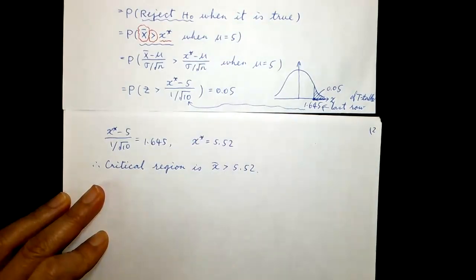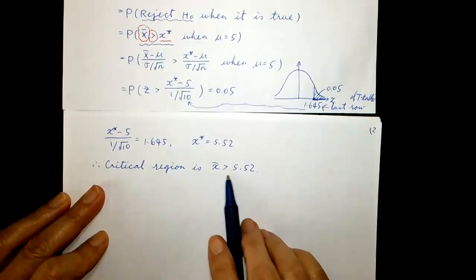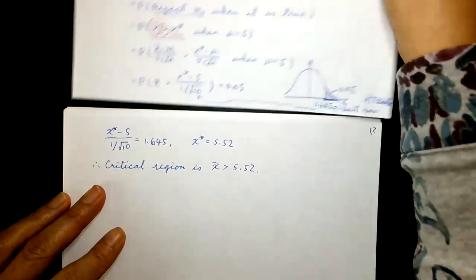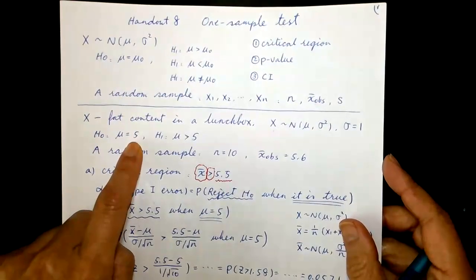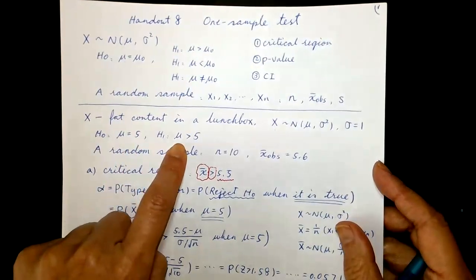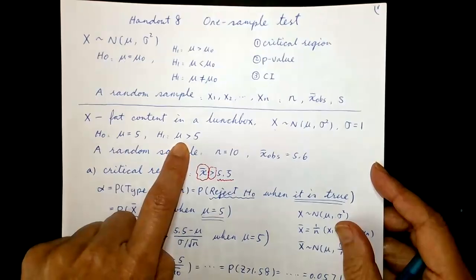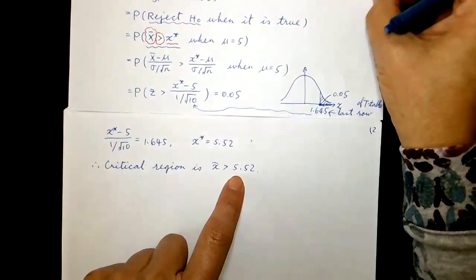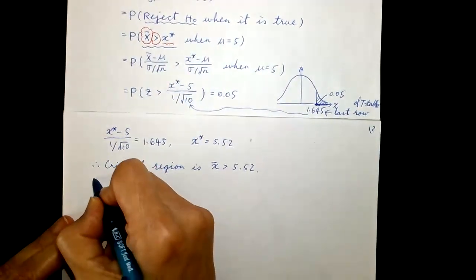So if your sample mean, what is the sample mean? The average fat content in your 10 large boxes. If the sample mean is greater than 5.52, that means they claimed 5 grams is too little, the population mean of the fat content should be greater than 5 because my sample gives a very large value. Oh, okay, this is not our sample.